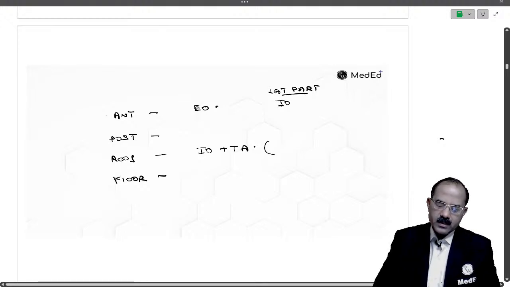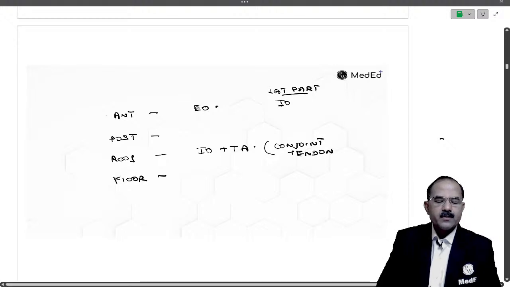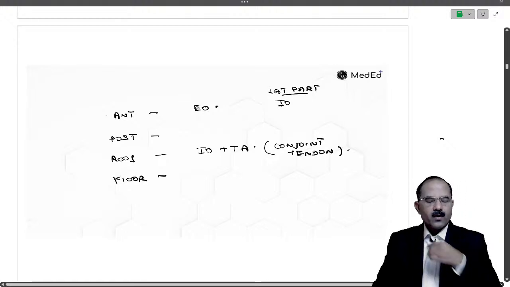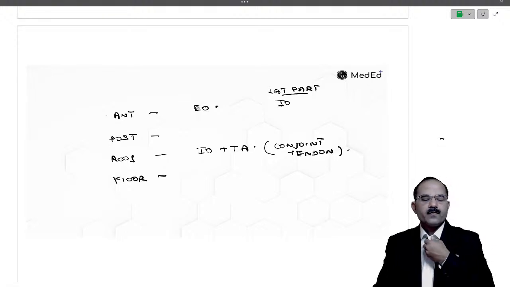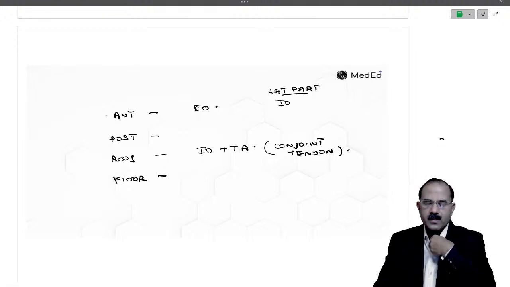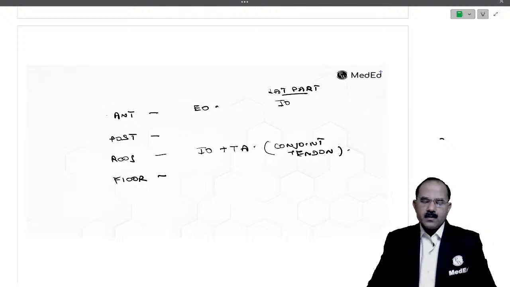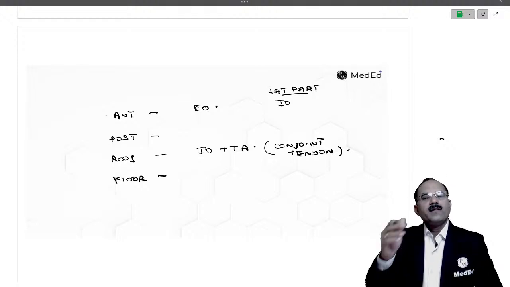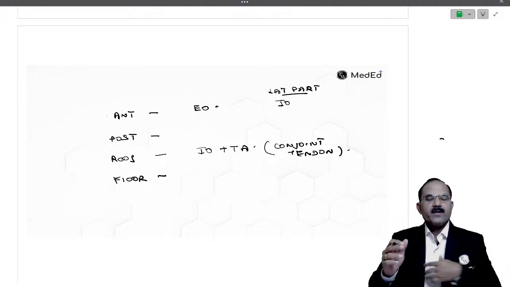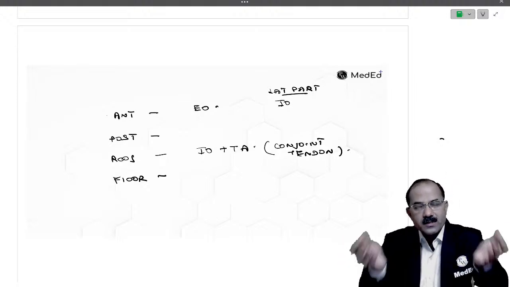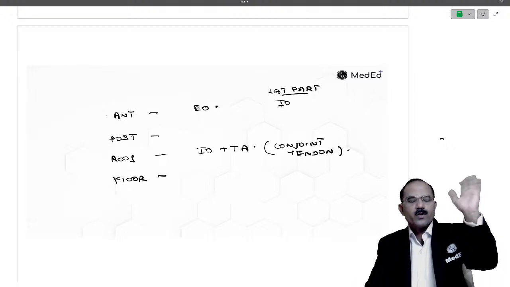What is this known as? The conjoint tendon. Remember this now? Audio is not clear? Okay, fine. Now just see. So the roof is formed by the internal oblique and the transverse abdominis. Together, internal oblique and transverse abdominis, what do we call this? The conjoint tendon. Now is the voice clear?